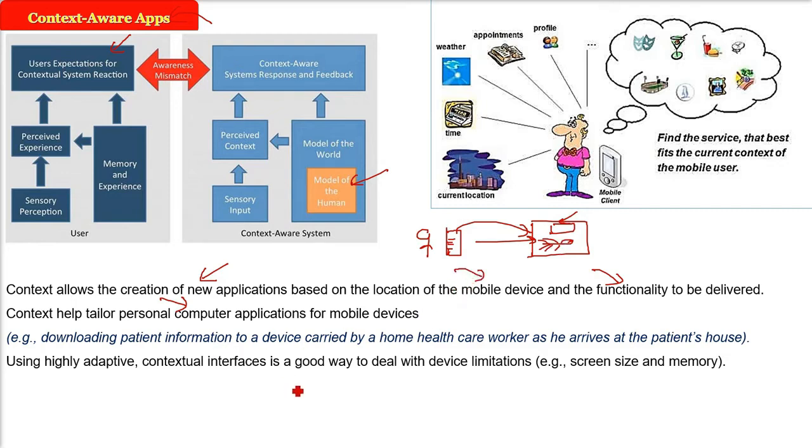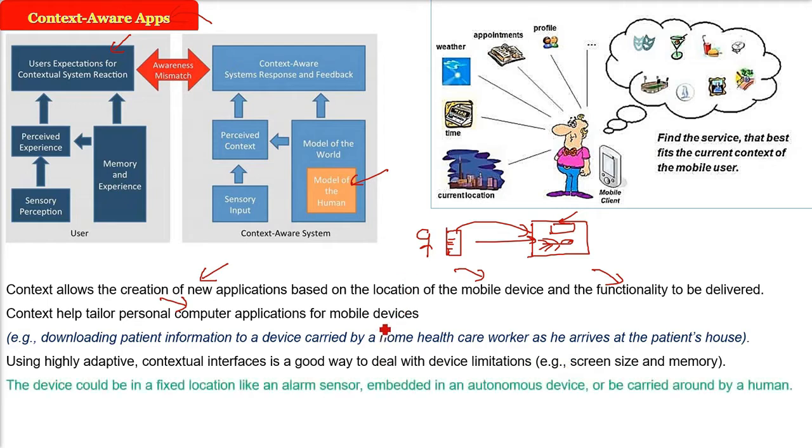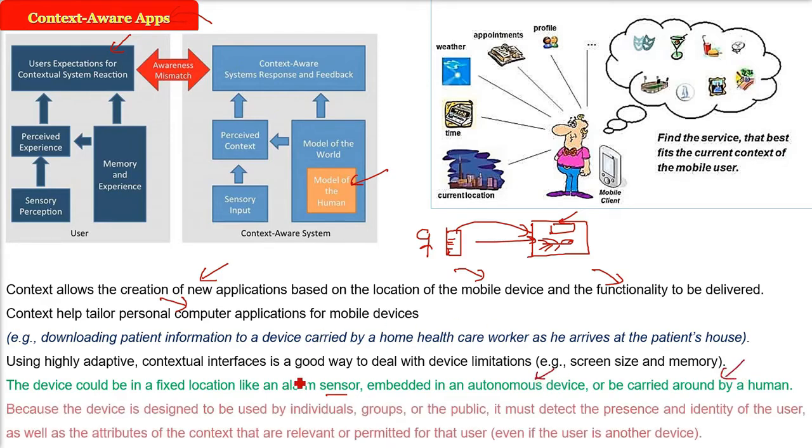Using highly adaptive contextual interfaces is always a good way to deal with the device limitation because the screen size is limited, the battery is limited, the memory is limited for mobile systems. So we want our app to be adaptive and contextual. The device could be in any location. The device could be even in a fixed location like an alarm sensor. It can be embedded in some autonomous device. It can even be carried by any human being.